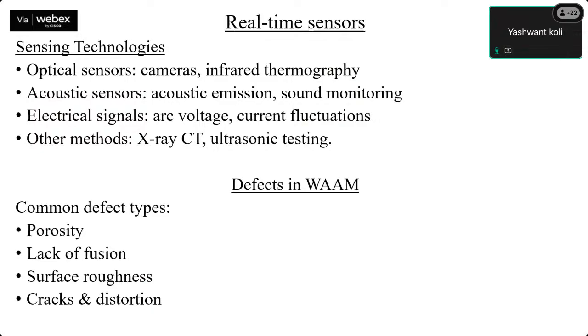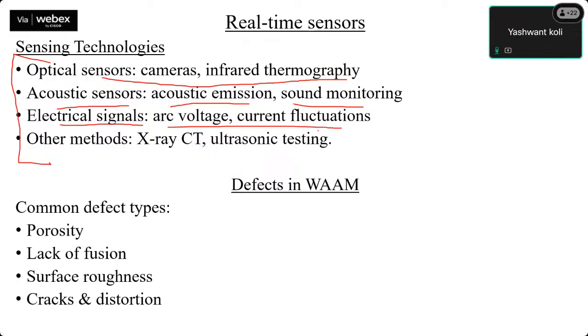So these are the real time sensors. Sensing technologies are optical sensors like cameras, infrared thermography, acoustic sensors, acoustic emissions, and sound monitoring, electrical signals like arc voltage and current fluctuations, and other methods like X-ray CT and ultrasonic sensors. I'll be discussing all these. So defects in WAM, there are common defects like porosity, lack of fusion, surface roughness, cracks and distortion. So these are the basic defects.